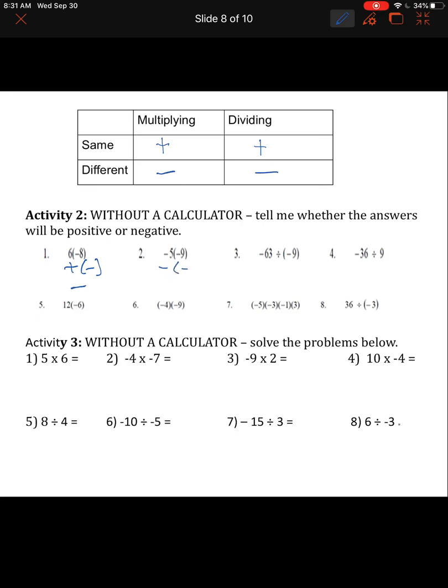So I'll do another one with you. Negative 5 times negative 9, so we have a negative times a negative. Same signs, so your answer is going to be a positive. So go ahead and do 3, 4, 5, 6, 7, and 8. Pause the video while you're working.